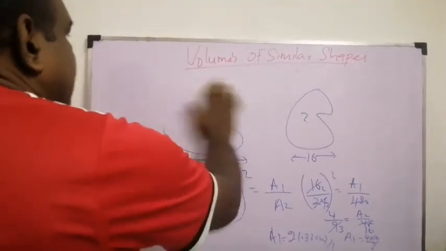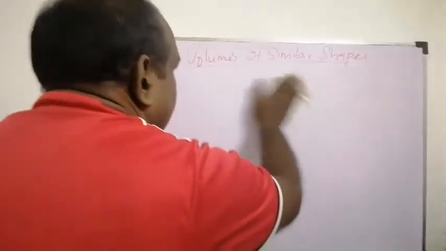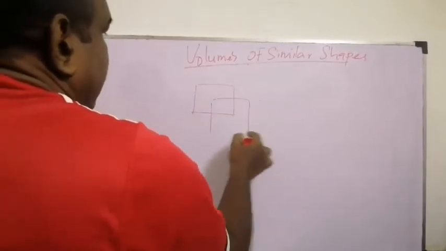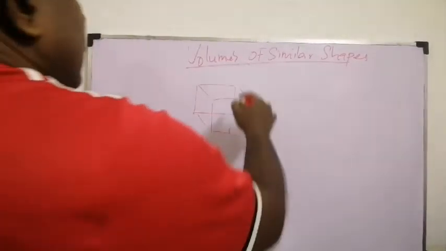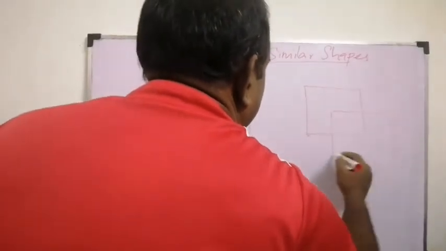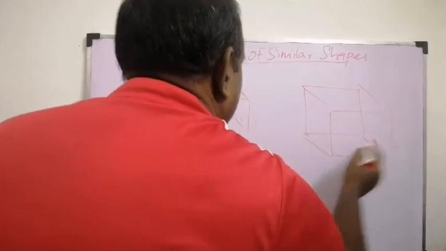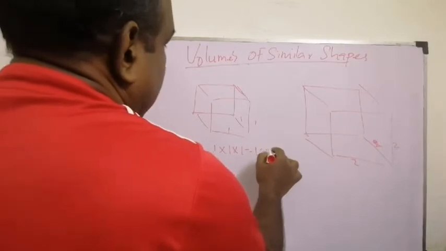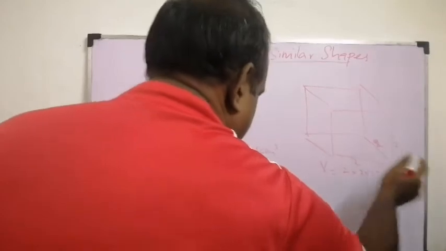So what is the volume of a similar shape? It's also going to be the same way. Now this is going to be a 1 centimeter cube, 1, 1, 1, right? Now I'm increasing by 2, 2, 2. So the volume here, 1 into 1 into 1, is going to be 1 centimeter cube. Here the volume is going to be 2 into 2 into 2, which is 8 centimeter cube.